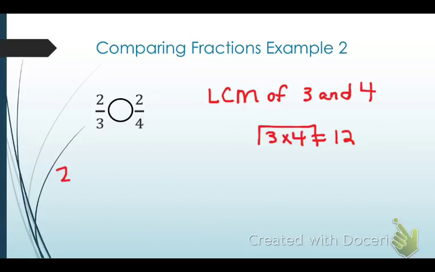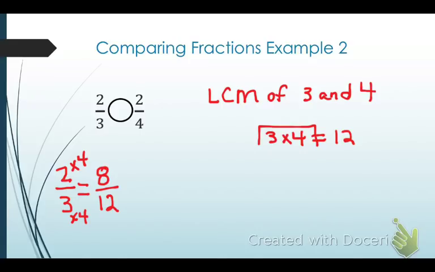Then I make equivalent fractions. So I have 2/3, and what I'm going to do is use that new denominator of 12. So what do I do to 3 to get to 12? Well, I multiply it by 4. And so I have to do that same thing to my numerator, and I take 2 times 4. So 2/3 is really equal to 8/12.